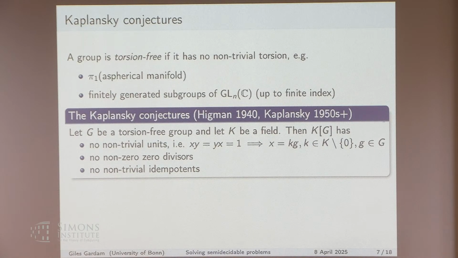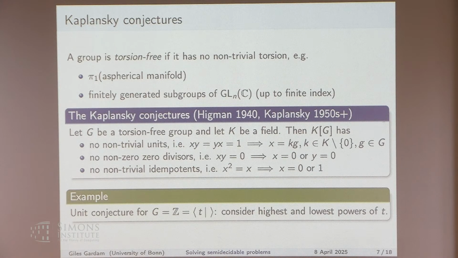And there should be no non-zero zero divisors, so if I multiply together two things and get zero, then one of those factors had to be zero itself already. Okay. And an idempotent is just something that squares to itself. And in school we learn how to produce two solutions to the equation x squared equals x, and the group ring shouldn't have any solutions beyond those trivial solutions, 0 and 1. Okay. So those are the three Kaplansky conjectures for torsion-free groups.